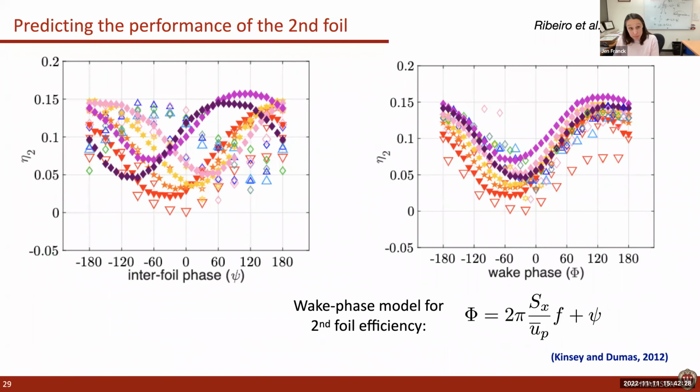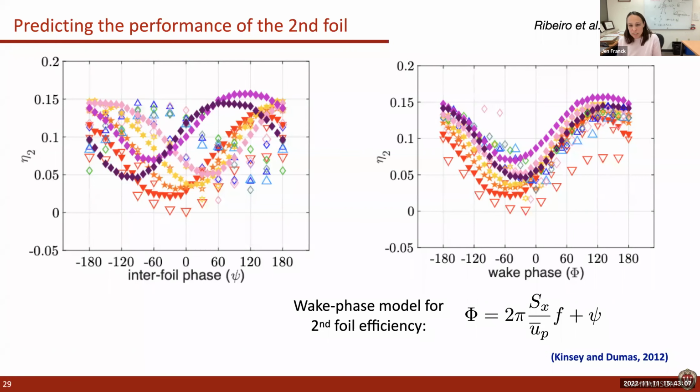So in order to predict the performance of the second foil, just to give you a sense of this huge parameter space, the slide is very busy, so I'll try to walk you through. So once we know what the wake looks like, we can say, well, the efficiency of the second foil is on the y-axis. And this phase angle of how the two foils are phased with respect to one another is on the x-axis. And then we can rescale this phase angle as a function of this mean convective wake velocity, the frequency at which the foil is flapping, and the distance between the two foils.